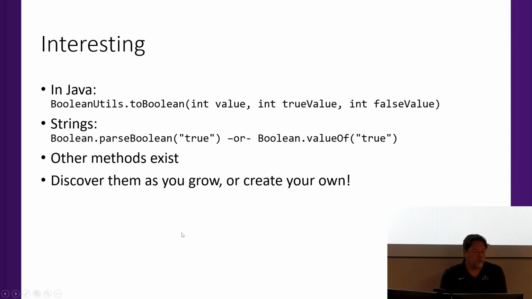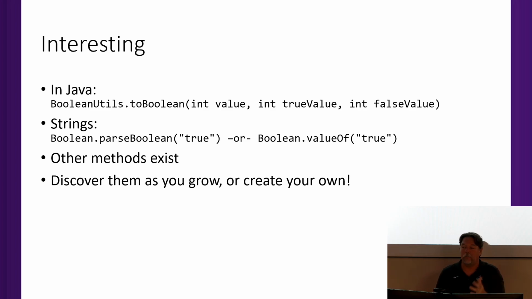So another little interesting trivia, there's this class that somebody implemented called BooleanUtils, and it has a method or a function called toBoolean. And I find this one pretty interesting. It says, look, I'm not going to tell you how to coerce the value. I'm going to say, you give me a value, and then you give me the value if it's true and the value if it's false.